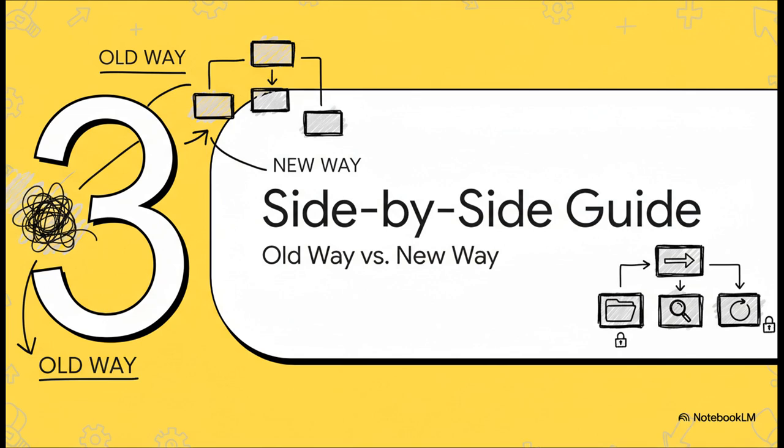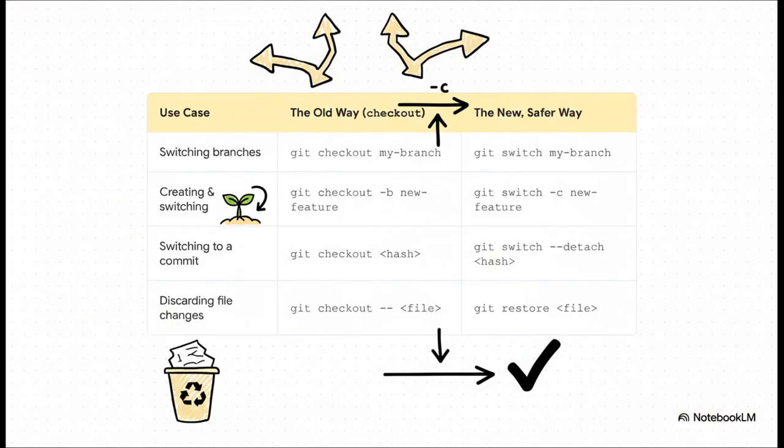Okay, so we've covered the why, the history, the dangers. Now let's get to the really practical stuff. How do you actually use these new commands in your day-to-day workflow? This table right here, this is your new cheat sheet. For just switching branches, it's pretty much the same. But look at creating a new one. That old -b flag is now -c on git switch for create. So much more intuitive. And like we just talked about, checking out a commit now needs that explicit --detach flag.